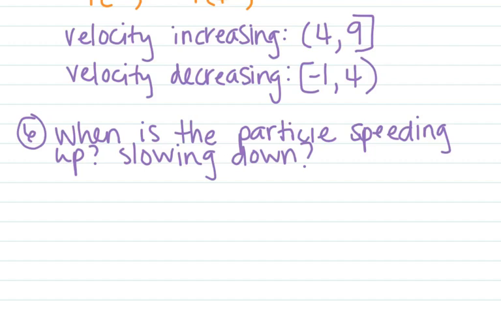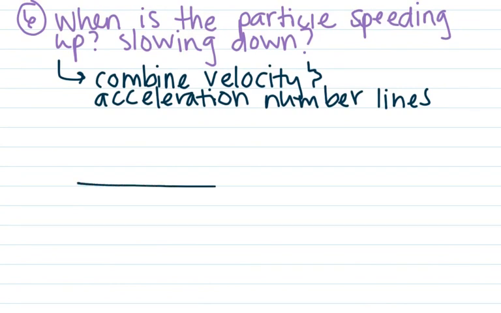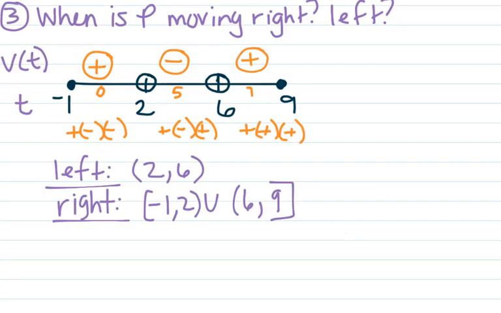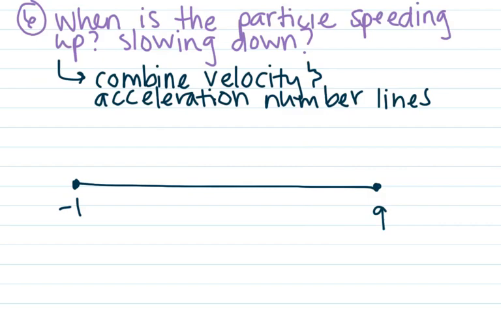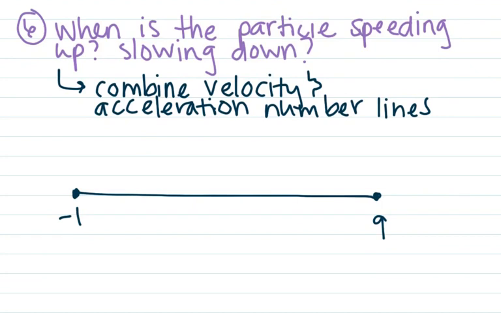So in order to ask this question, we're going to combine our velocity and acceleration number lines. Okay, so let's make one really big number line here. We're just combining their signs. So we know -1 was the start and 9 was the end for both. But let's take a look back. So for our velocity ones, we were looking at the numbers 2 and 6. And for our acceleration one, we were looking at 4. So we need to put all 3 of those on our number line. So 2, 4, and 6. Okay? And remember, it can't be doing any speeding up or slowing down at each of those.